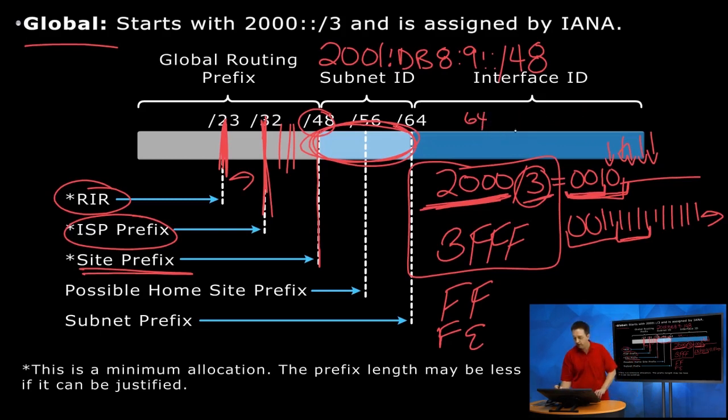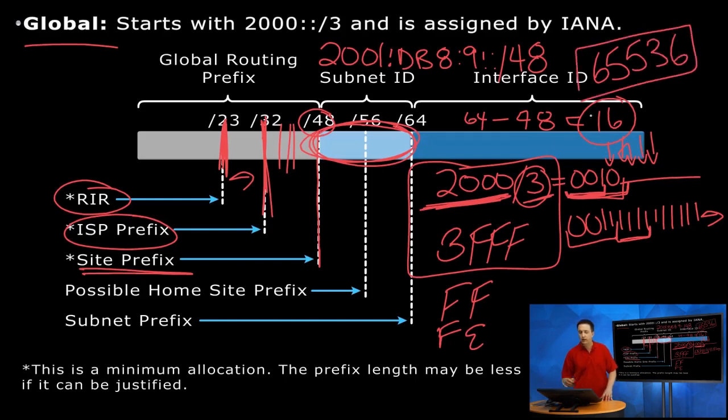So let's make this a little clearer. 64 minus 48 equals 16. So we have a total of 16 bits. Well, what's 2 to the power of 16? 2 to the power of 16 is 65,536. Which means that when you get a /48 from your service provider, you can subnet that into 65,536 /64 networks. And that's what you're going to do. So now you have a total of 65,536 different unique networks that you can deploy within your organization. It's more than what you need, probably.